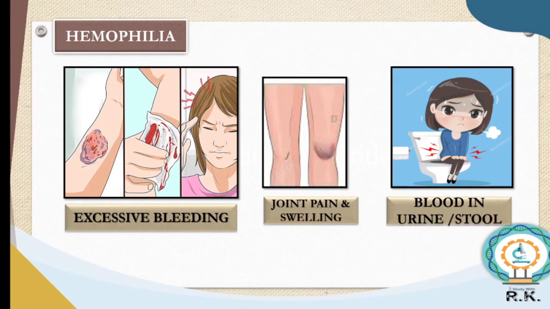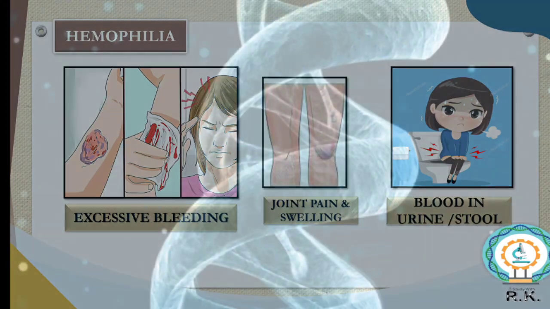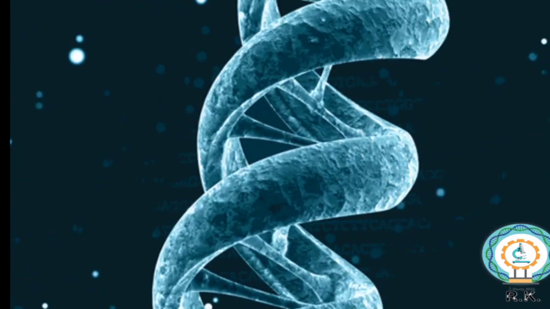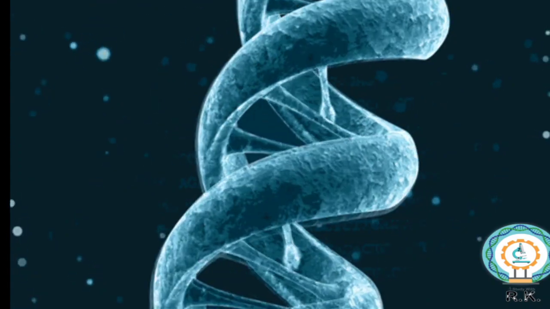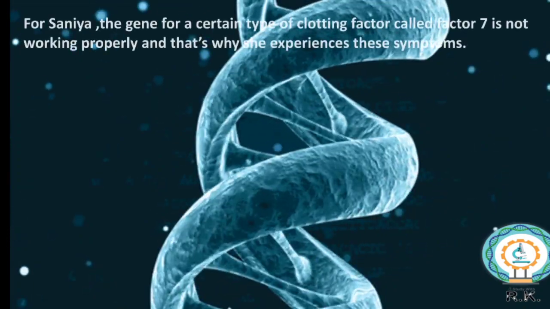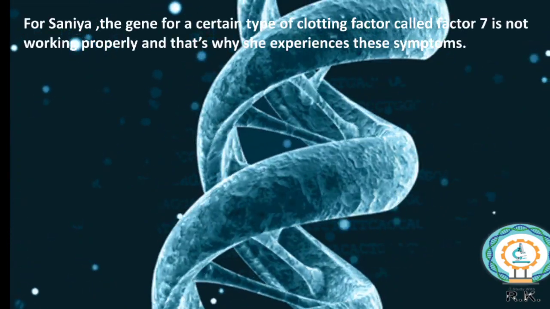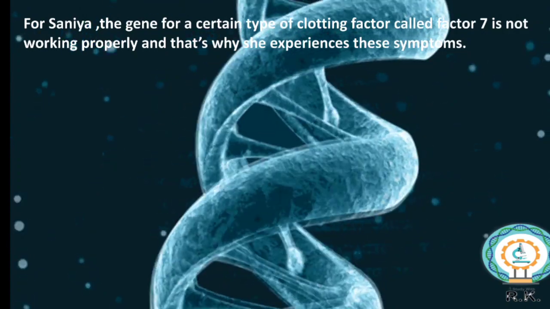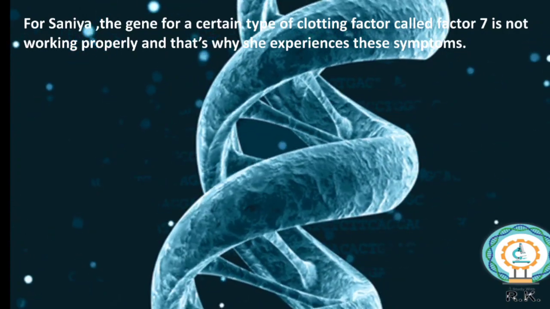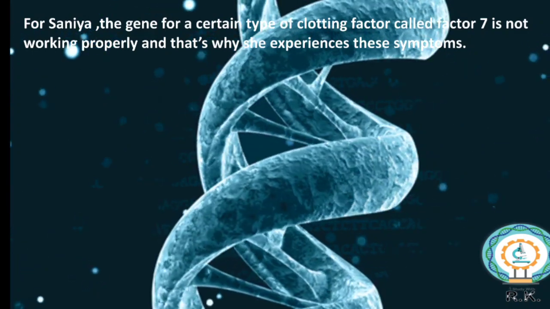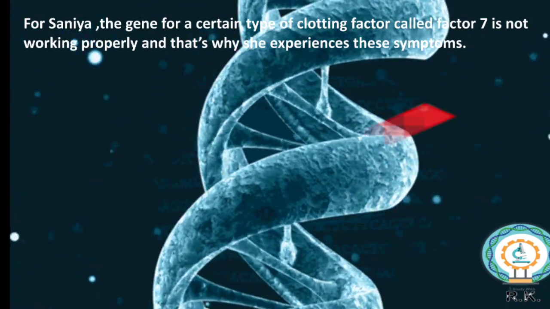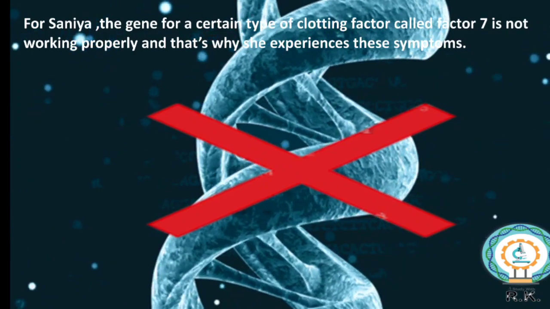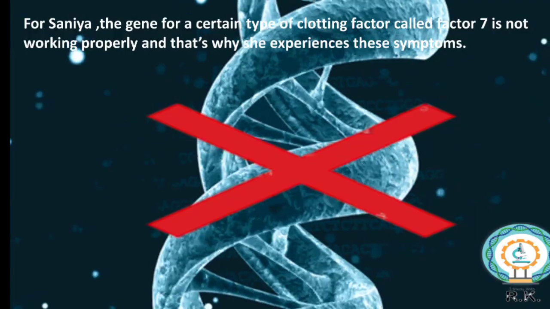So let's get exactly what causes this symptom. This is DNA molecule, and its genes are responsible for giving us our characteristics. These are genes that are responsible for making proteins called clotting factors. The clotting factors are what help us clot blood and stop wounds from bleeding. Unfortunately for Sanya, the genes for a certain type of clotting factor called factor 7 is not working properly, and that's why she experiences these symptoms.